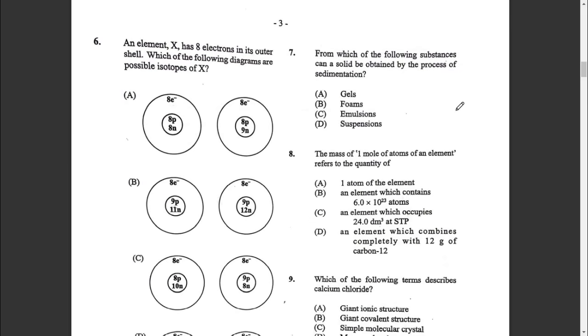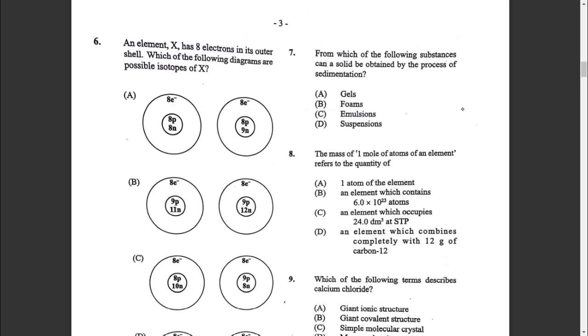Question 6. An element X has 8 electrons in its outer shell. Which of the following diagrams are possible isotopes of X? Isotopes, we know that they have the same amount of protons and electrons, right? But different numbers of neutrons. Okay, so for A, electrons and protons are the same.